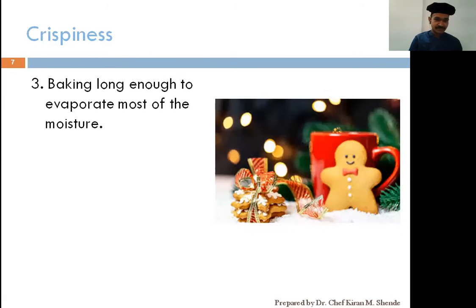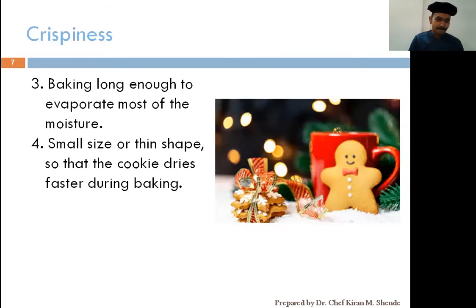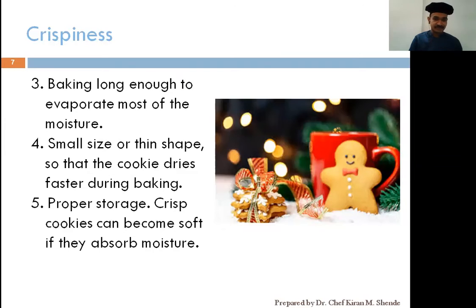Factor number 3, baking long enough will evaporate more amount of moisture from the cookie and make it dry. Factor number 4, if it is small and thin in size, the cookie dries faster during the baking process. Factor number 5, most important for every cookie, proper storage. If you don't store it correctly, it tends to absorb moisture and this cookie may turn soft. It will lose its crispiness. The classic example in the crispy cookie category is ginger biscuits.